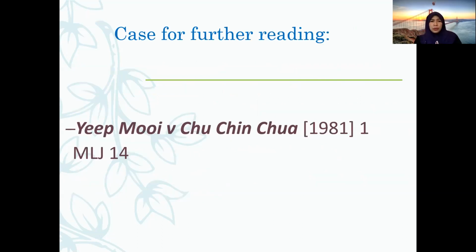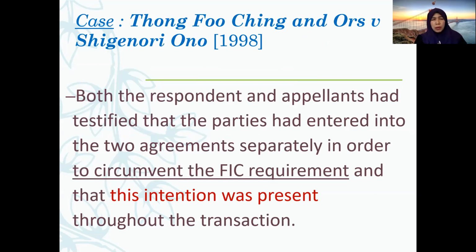You can also read another case in your textbook. Yip Moy and Chu Chin Hua also discuss this, the remedy, whether the remedy is available to the party or not. We have another case to be discussed as opposed to Ahmad bin Udin just now, in which the parties were not aware. That's the finding by the court. So for Tong Fu Ching and others, and Shigenori, that's Japan, I think, in 1998. So this is an appeal case.